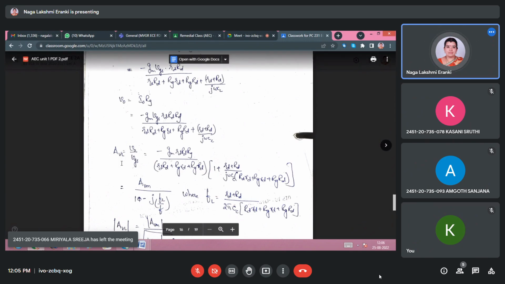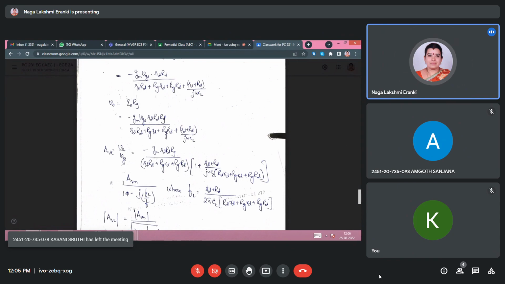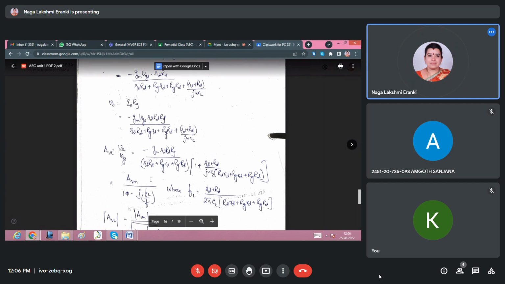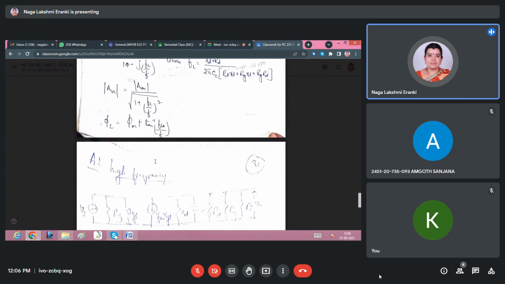Now, to get the gain: gain at low frequency will be equal to gain at mid frequency divided by 1 minus j FL by F. Same as the BJT, you got the final value of this, where FL will be equal to (Rd plus Rd) by 2 pi Cc into (Rd Rd plus Rg Rd plus Rg Rd). So this is the gain at low frequency. After finding the gain at low frequency, we have to consider the magnitude and phase. These two values of magnitude and phase are calculated at mid frequency.